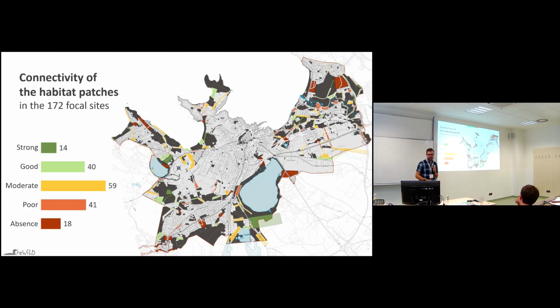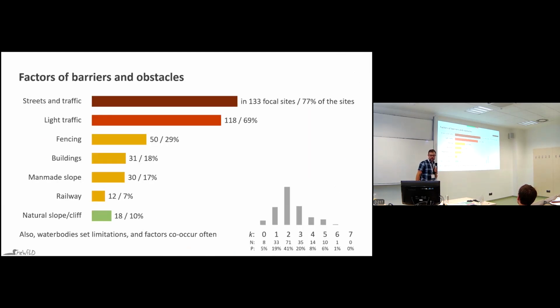So, the dominant factor was the barrier obstacles on streets and traffic. Also, light traffic roads are very common. And the next one, dense buildings and man-made slopes, railways, and also natural factors, slopes, water bodies. And in more than three quarters of cases, there are at least two factors simultaneously.